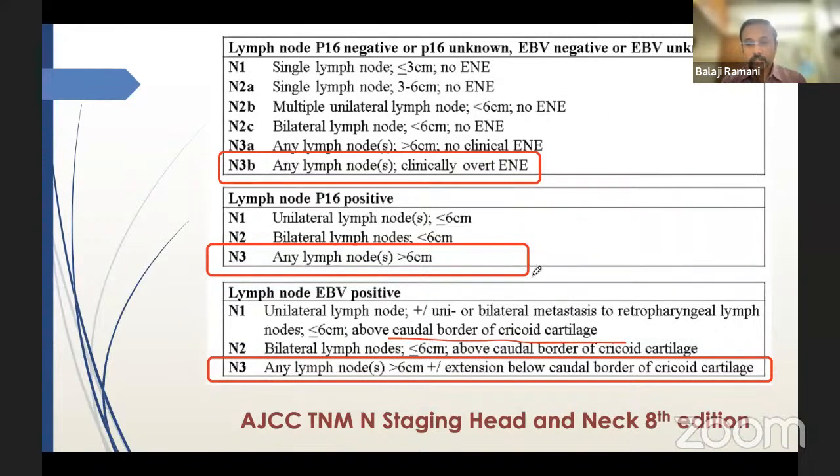One more thing, retropharyngeal. So retropharyngeal will come under N1 nodes in your nasopharynx. When you have your nasopharynx tumors, retropharyngeal nodes, whether unilateral or bilateral, will come under your N1 nodes. So in nasopharynx, unilateral or bilateral, as long as it is less than 6 centimeter, the retropharyngeal nodes will come under your N1. Okay. Right.